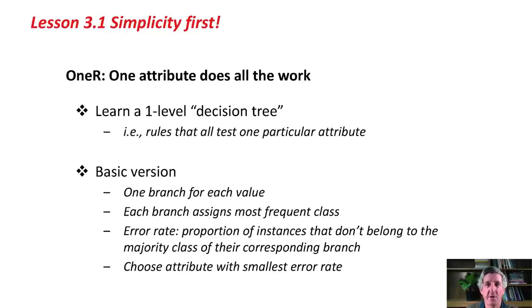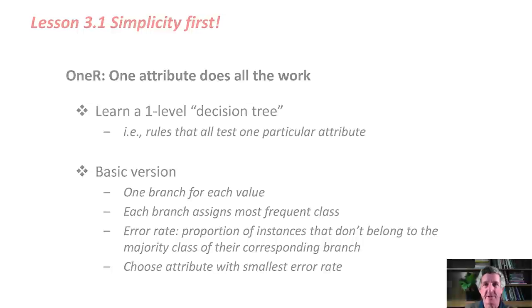So 1R learns what you might call a one-level decision tree, or a set of rules that all test one particular attribute. A tree that branches only at the root node, depending on the value of a particular attribute, or equivalently, a set of rules that test the value of that particular attribute. In the basic version of 1R, there's one branch for each value of the attribute. We choose which attribute first. Then we make one branch for each possible value of the attribute. Each branch assigns the most frequent class that comes down that branch. The error rate is the proportion of instances that don't belong to the majority class of their corresponding branch. We choose the attribute with the smallest error rate.